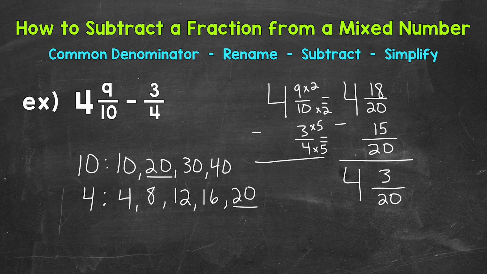You can always look to see if you can simplify the fractional part of a mixed number. 3/20ths is in simplest form. The only common factor between 3 and 20 is 1. So this is simplified. And our final answer, 4 and 3/20ths.